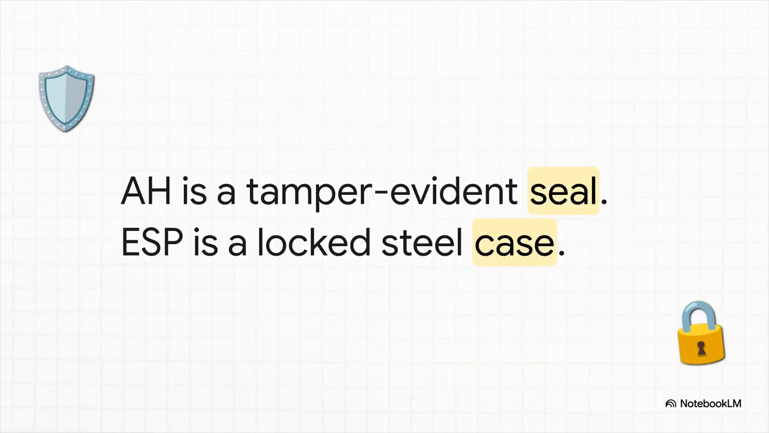So let's go back to that package analogy, because it really makes it click. AH is like a super high-tech, tamper-evident seal on a box. It doesn't hide what's inside, not at all, but it absolutely guarantees the contents are untouched and that it came from the right place. ESP, on the other hand, takes your whole package and locks it inside a solid steel case. It hides everything, and, just for good measure, it can have its own seal on the outside too.